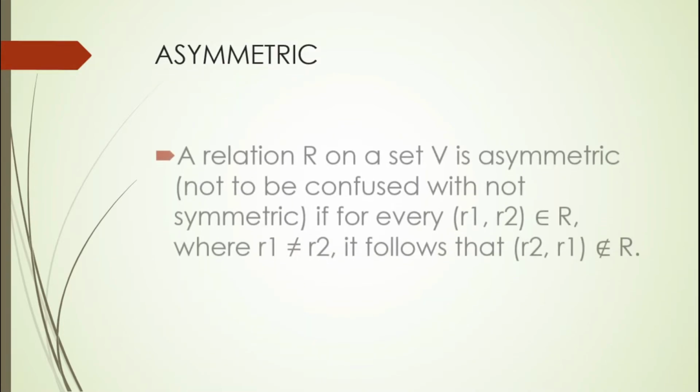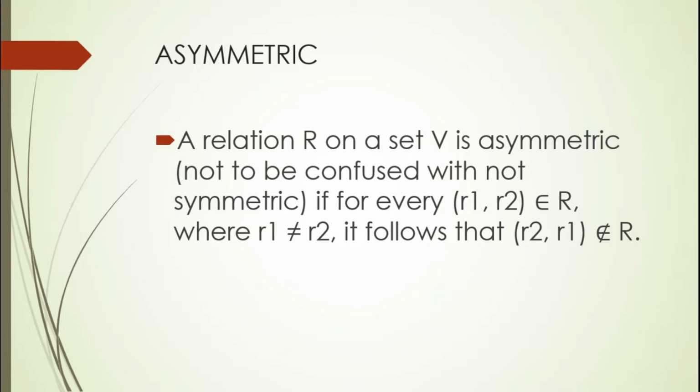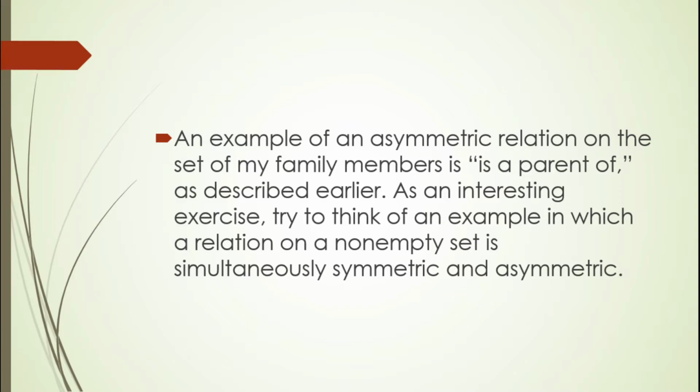Asymmetric. A relation R on a set V is asymmetric if for every (R1, R2) that is a member of R, where R1 is not equal to R2, it follows that (R2, R1) is not an element of R. An example of an asymmetric relation on the set of my family members is "is a parent of," as described earlier. This is because person 1 is a parent of person 2, but person 2 cannot be a parent of person 1.